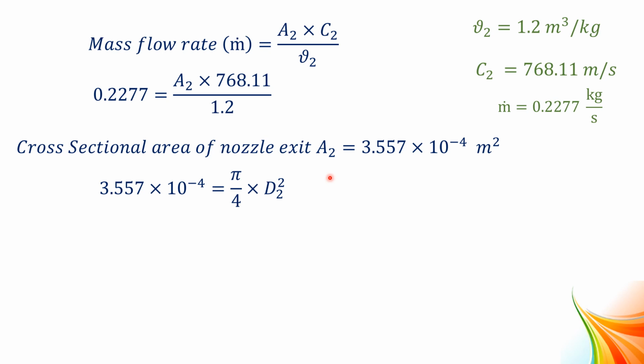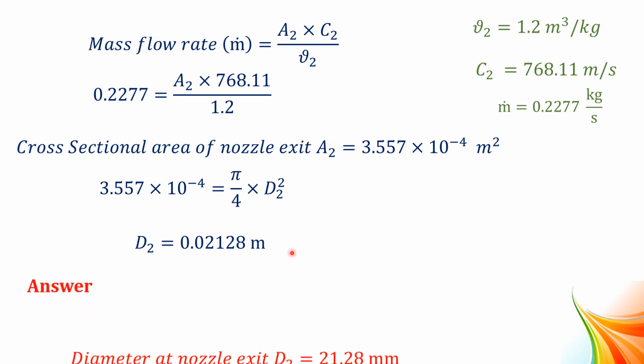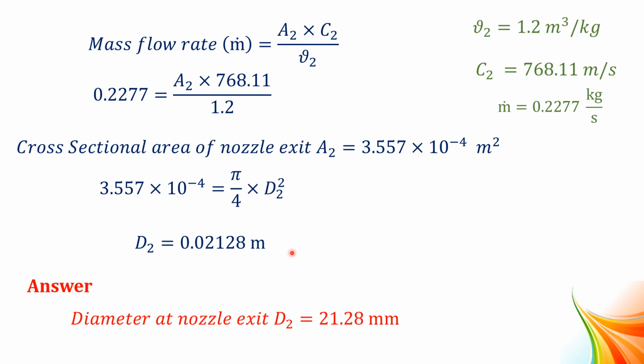Now we know A2 equals pi by 4 into d2 square. Substitute the value of A2 here. So we can find the value of d2, which is 0.02128 meters. Now our answer is the diameter of the nozzle at the exit, d2 equal to 21.28 millimeter.